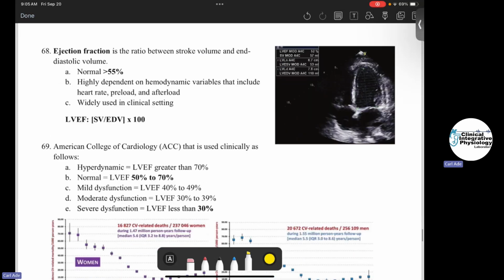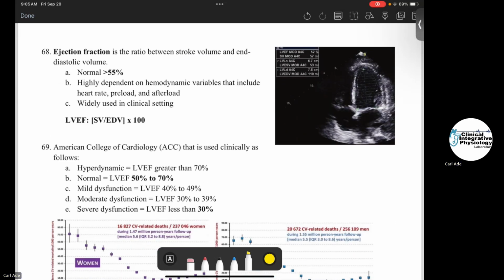What we most often use in a variety of settings is ejection fraction to assess systolic function. This is the ratio between stroke volume and end-diastolic volume. Normally, you're above 55%, meaning that 55% of the blood in end-diastole gets ejected with each beat. As you can imagine, it's highly dependent on things like heart rate, preload, and afterload, but it's widely used in a variety of athletic and clinical settings.